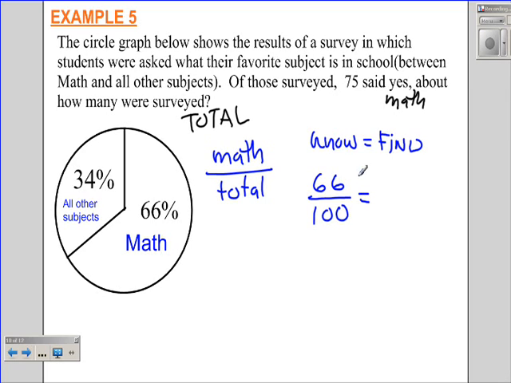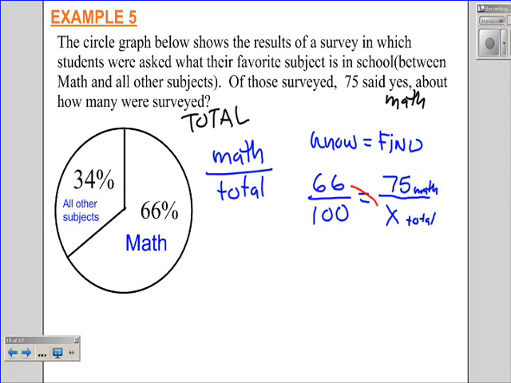And what am I trying to find? Well, I'm trying to find, if 75 said yes, about how many were surveyed. So I'm trying to find this total. So my total is my unknown, my x. But I know that 75 said they like math, just like 66% said they like math out of 100% total. So percents are always out of 100.